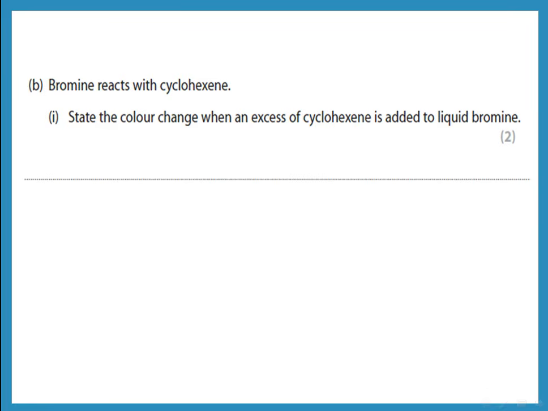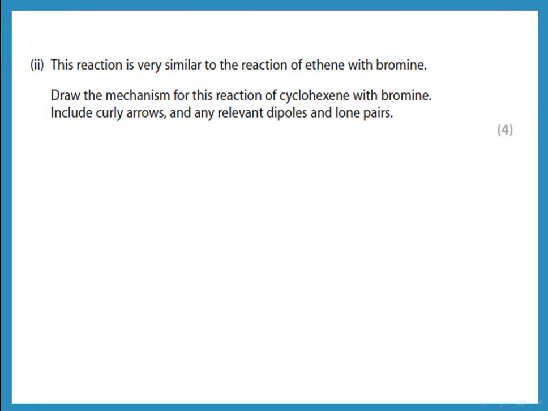Bromine reacts with cyclohexene. State the color change when an excess of cyclohexene is added to liquid bromine. Remember, if we add a double bond, an alkene, to liquid bromine, it changes from reddish brown to colorless. This reaction is very similar to the reaction of ethene with bromine. Draw the mechanism for this reaction of cyclohexene with bromine and include curly arrows and dipoles.